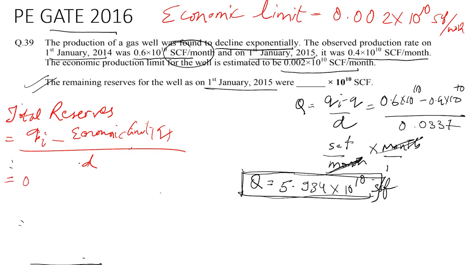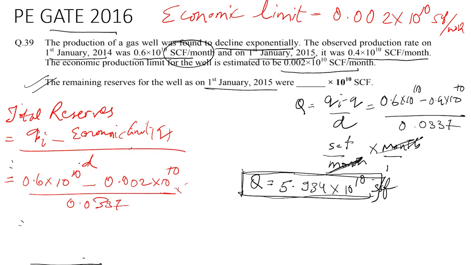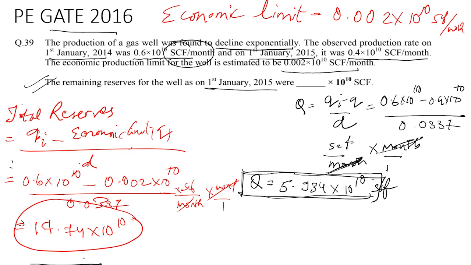I'm putting this in and it will look like this. The Qi is 0.6 into 10 to power 10 minus the economic limit, that is 0.002 into 10 to power 10, divided by the decline rate, which is 0.0337. It's SCF per month into 1 upon month. Month gets cancelled. So the answer turns out to be 17.74 into 10 to power 10. So this is the total reserves that I obtained.